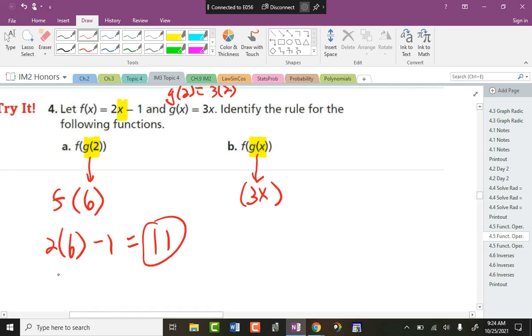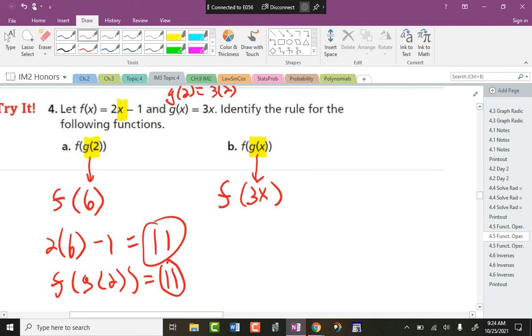Oh, do you want us to write this as the final answer? It's okay. You can. I'm just looking for the final number. Okay. Don't worry about it. And now it's f of that.